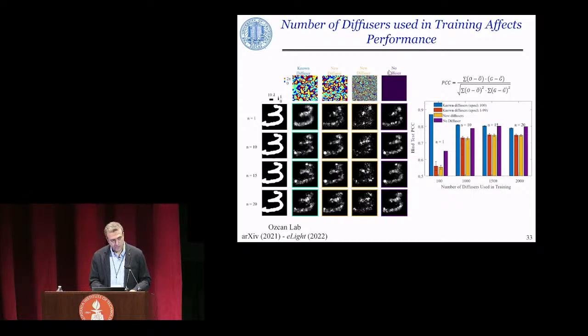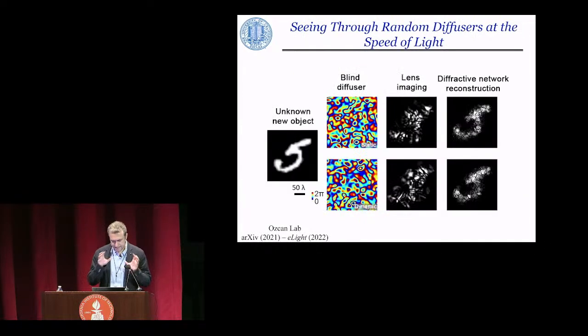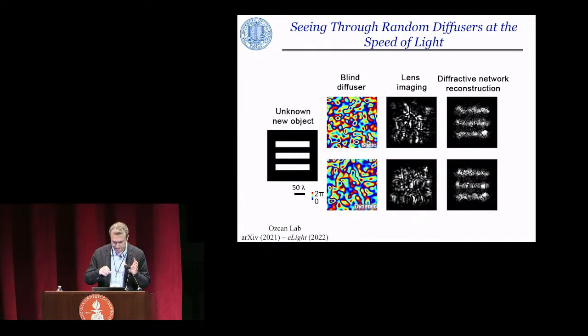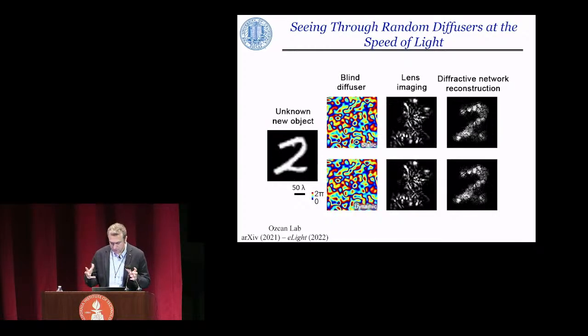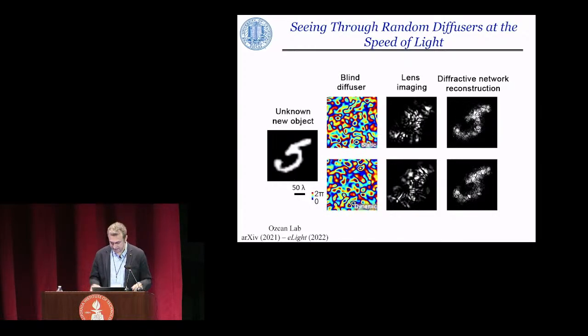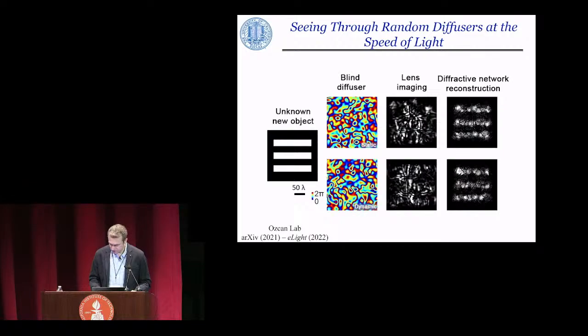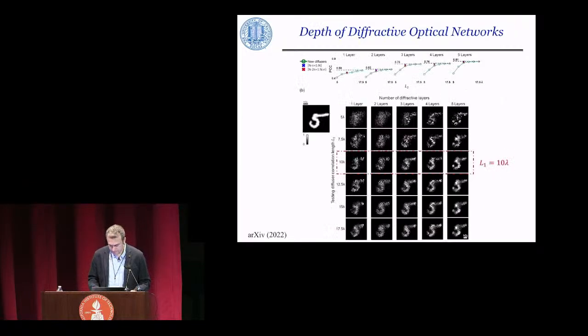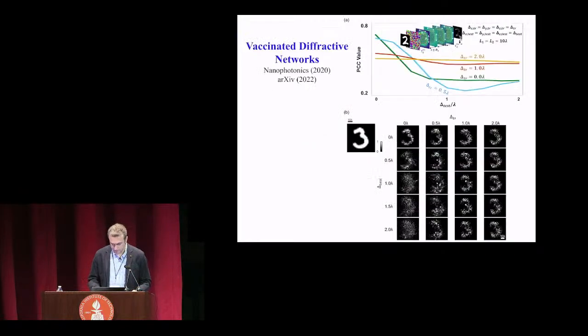What happens if you take out the diffuser? It works very well. That means it's actually an imaging system with some built-in resilience. So whether it's a blind diffuser or a dynamically changing known diffuser, this system mitigates the perturbations created by these random diffusers. There is depth to the system, which means deeper architectures perform better generalization to unknown diffusers.